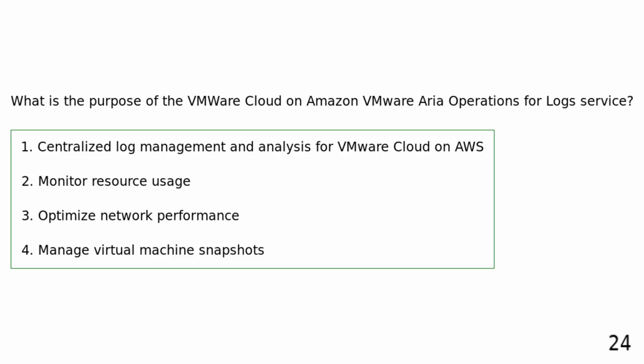What is the purpose of the VMware Cloud on Amazon VMware ARIA Operations for Logs service? Centralized log management and analysis for VMware Cloud on AWS. Monitor resource usage. Optimize network performance. Manage virtual machine snapshots.